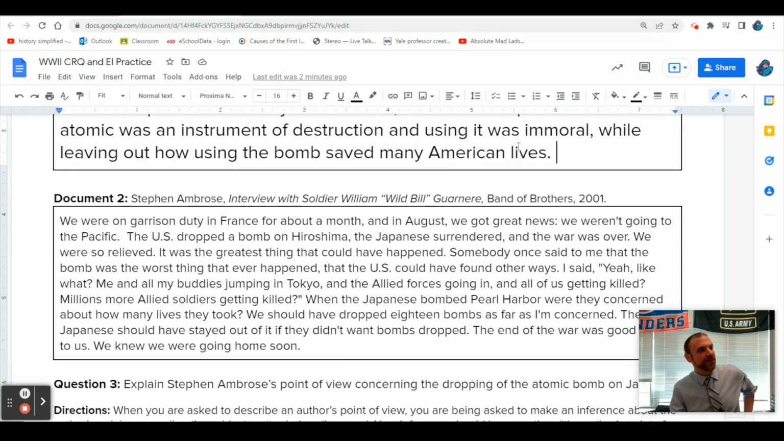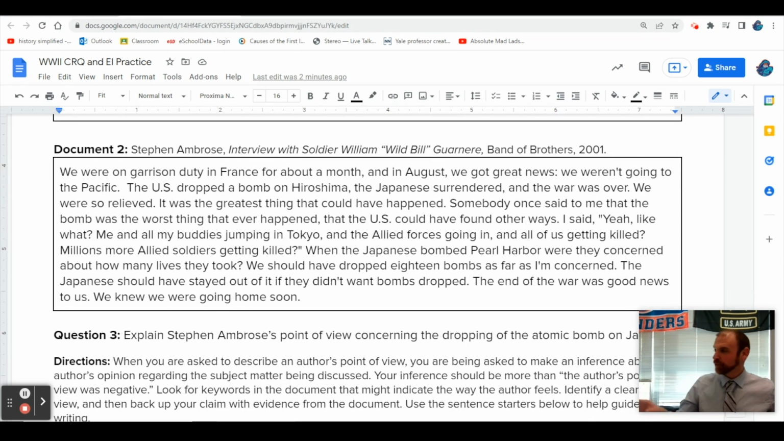We were on garrison duty in France for about a month. That means you're stationed there and you're living in a barracks waiting to get into the war. And in August, we got great news. We weren't going to the Pacific. The U.S. dropped a bomb on Hiroshima, the Japanese surrendered, and the war was over. We were so relieved. It was the greatest thing that could have ever happened. Somebody once said to me that the bomb was the worst thing that ever happened, that the U.S. could have found another way. I said, yeah, like what? Me and my buddies jumping to Tokyo and the Allied forces going in and all of us getting killed? Wild Bill don't want to do that. Millions more Allied soldiers getting killed?